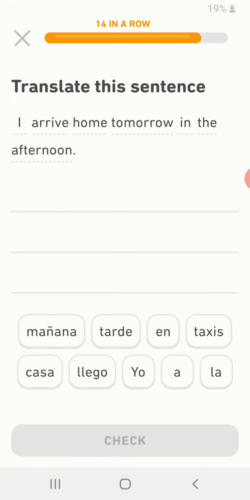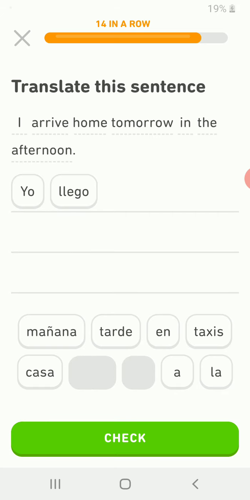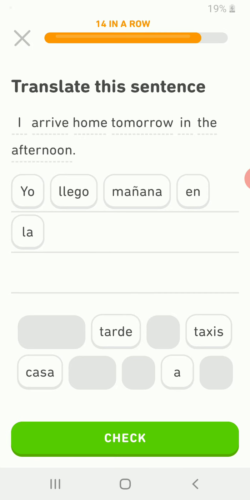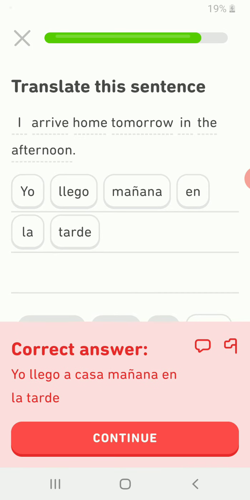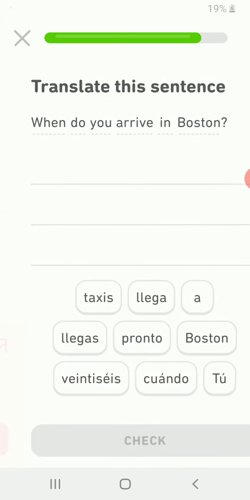I arrive home tomorrow in the afternoon. So, yo llego mañana en la tarde. Yo llego a casa, home.